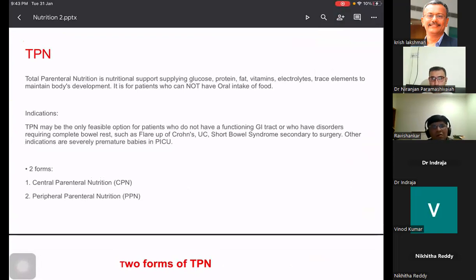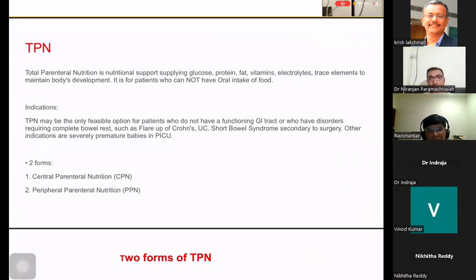TPN, total parenteral nutrition, is a support in which glucose, proteins, fats, vitamins, electrolytes, and trace elements required for basic body maintenance are provided. It is generally indicated in patients whose GI tract is not functioning, in conditions like flare-up of Crohn's disease, ulcerative colitis, and short bowel syndrome. It is provided either centrally or peripherally, as central parenteral nutrition and peripheral parenteral nutrition.